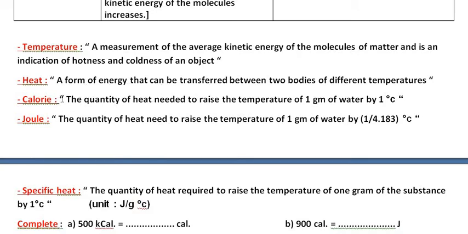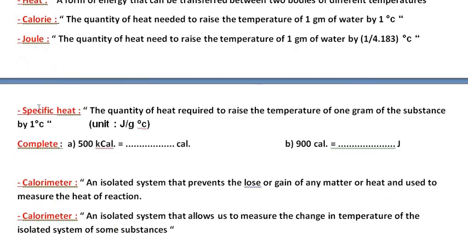What is the meaning of a calorie? The quantity of heat needed to raise the temperature of 1 gram of water by 1 degree. The joule is the quantity of heat needed to raise the temperature of 1 gram of water by about 1/4 degree Celsius. The specific heat is the quantity of heat required to raise the temperature of 1 gram of a substance by 1 degree. The unit of specific heat is joule per gram degree Celsius.